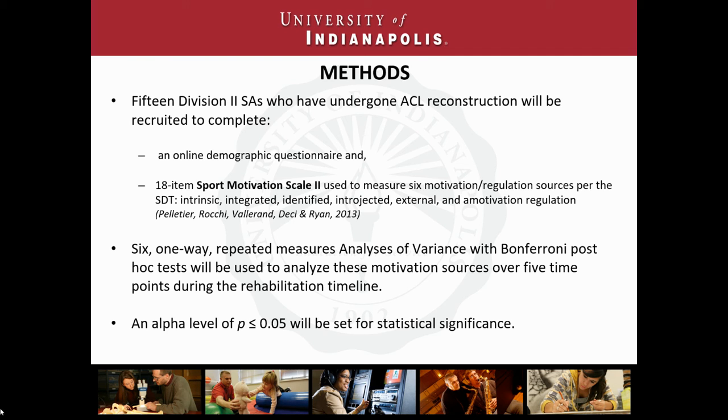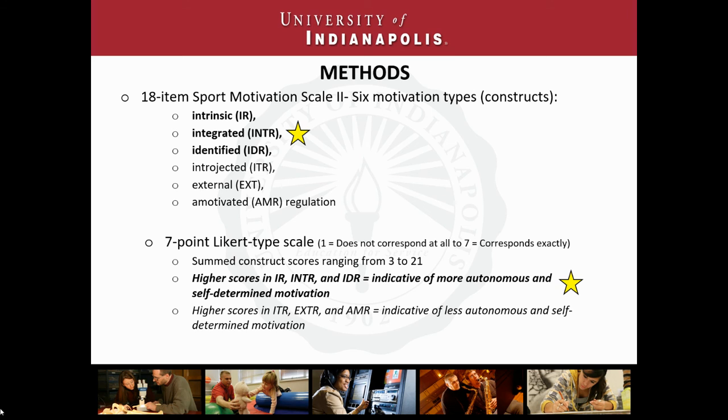In the 18-item motivation scale, we have our six constructs, the top three being high in internal drive. They will use a 7-point Likert-type scale, 1 through 7, 1 showing it does not correspond to the question, 7 showing it corresponds exactly. A higher sum score shows a higher indication of autonomous motivation.